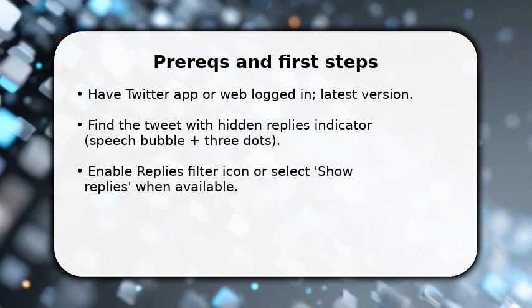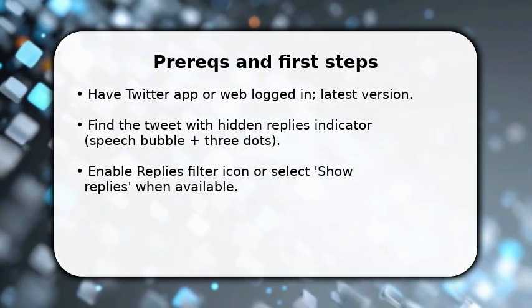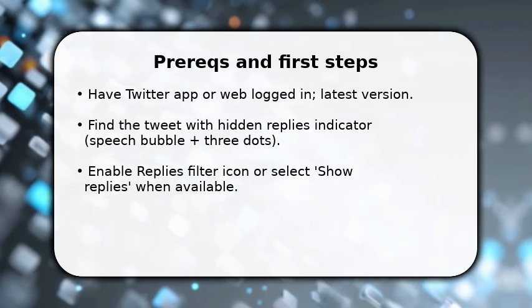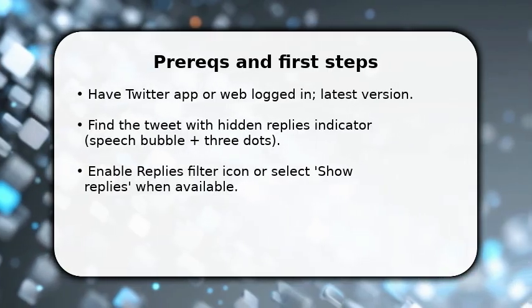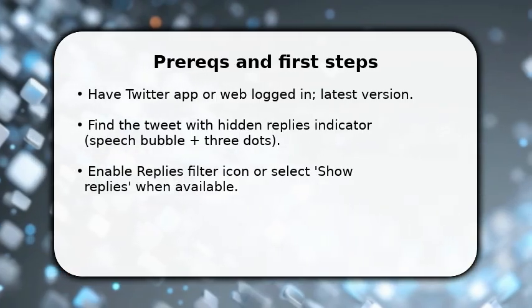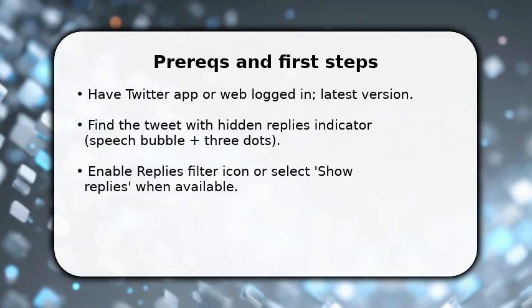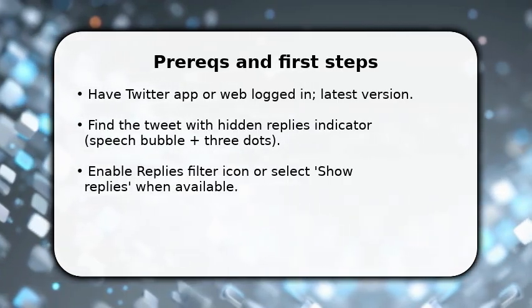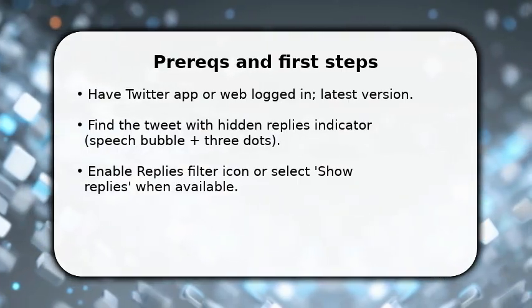You'll start with what matters. You're logged into Twitter and at the tweet in question. First, tap or click the Replies icon under the tweet to load conversation threads. This forces the client to fetch more replies. Once done, look for the small 3-dot or hidden replies marker. That signals replies filtered by the author or algorithm. Make sure to use the official app or desktop site so options like Show Replies appear. Now you're ready to expand hidden content.